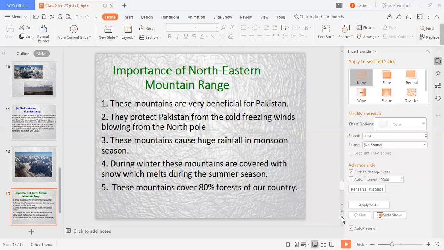Please underline these lines. I hope you have underlined these lines. So please learn these underlined points with great interest. And I hope that all these points are very clear in your minds.